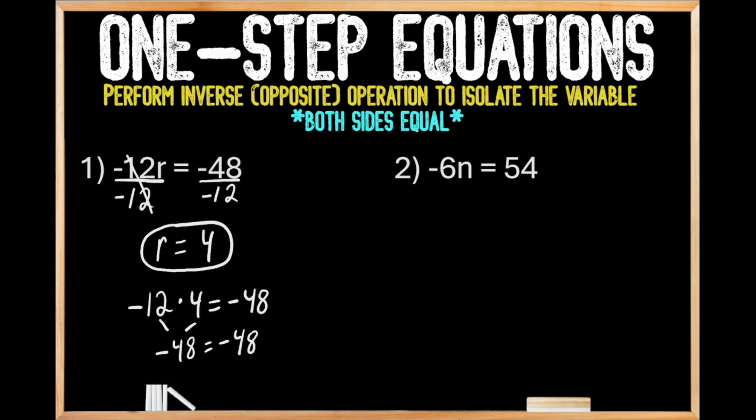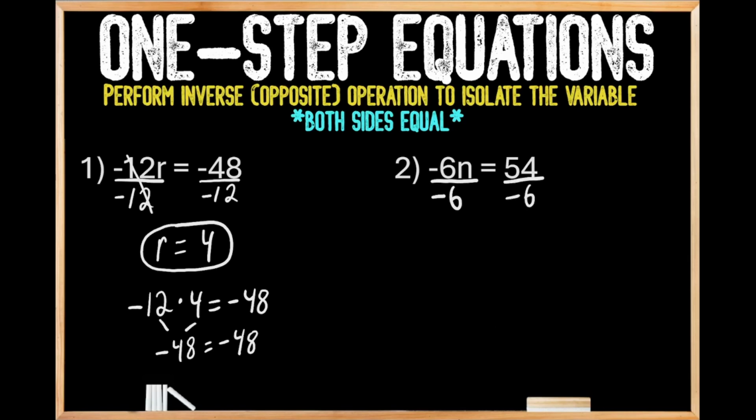And here, since we have a number that's directly beside our variable with no operation between them, it tells us that we're multiplying, and the inverse operation of multiplication is division. So on the left-hand side of this problem, we're going to be dividing it by negative 6, and then we need to keep both sides equal, so we're going to do the same thing to the right side of our equation as well.